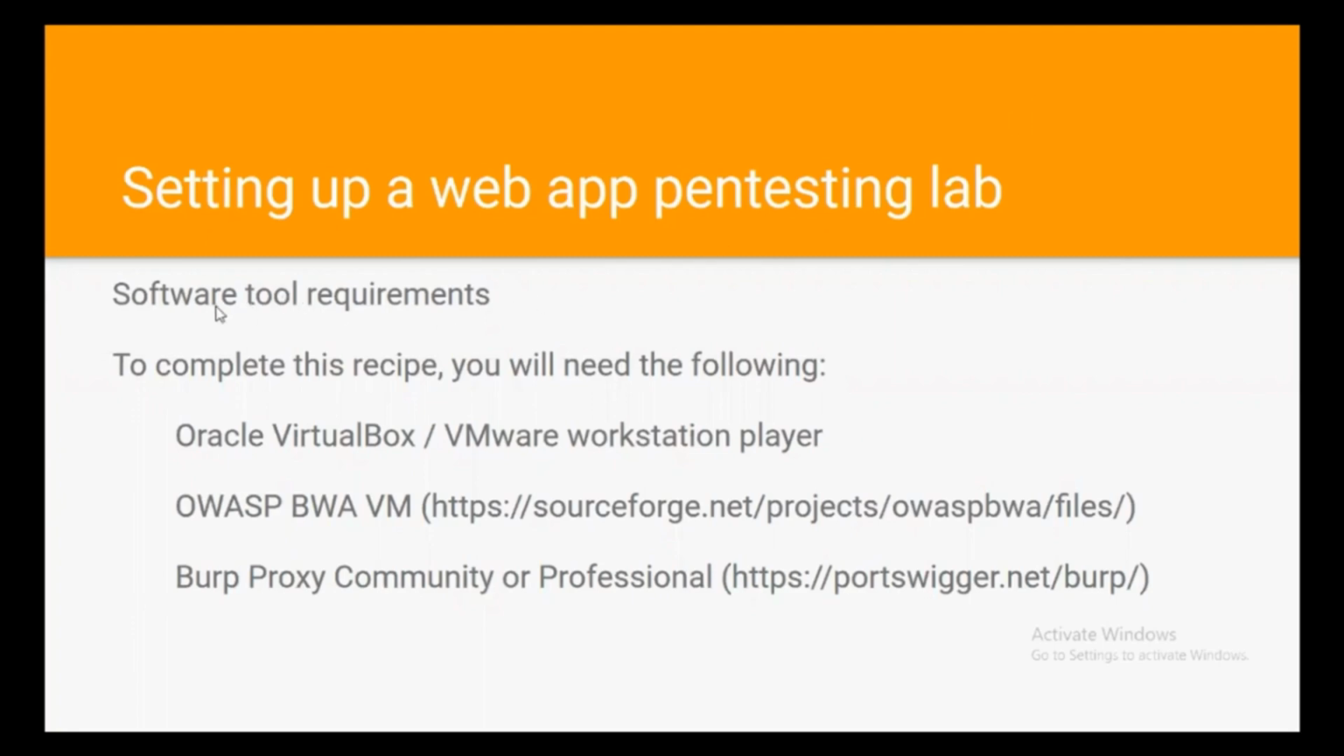So just check out the below tools. For a VM install, you require Oracle VirtualBox or VMware Workstation Player. Second one is an OWASP Broken Web Applications VM. And third one is Burp Proxy Community. It's an intermediate software, so it intercepts the request from a browser before it goes to the server.